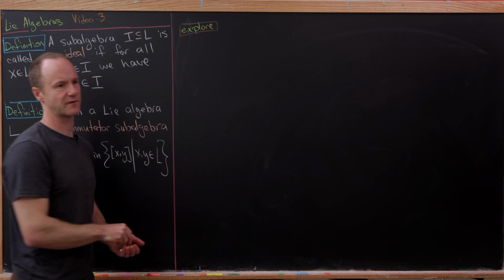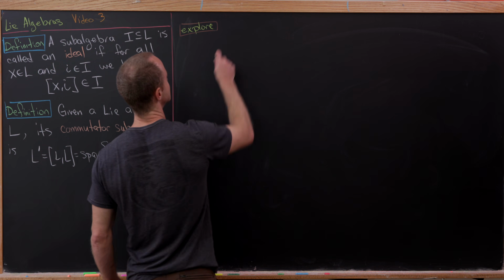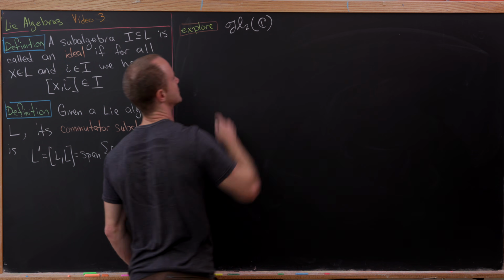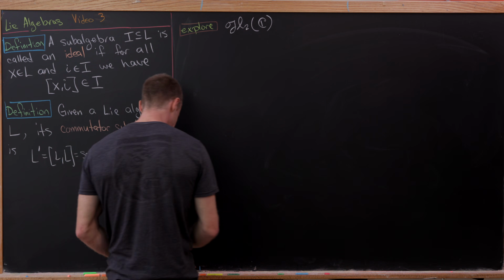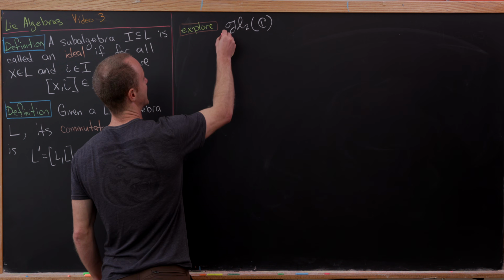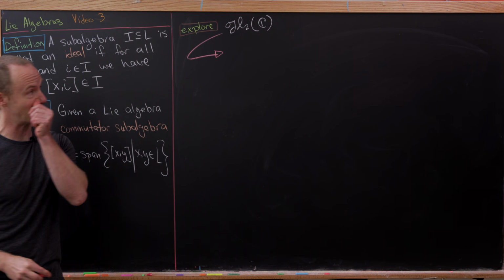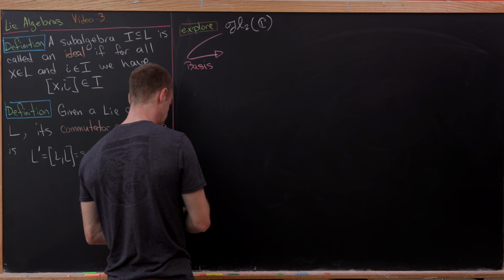Okay, so now let's do a little exploratory example to see if we can figure out the commutator subalgebra for a certain really nice Lie algebra. The nice Lie algebra we're going to look at is GL2, with entries in the complex numbers. Let's take a natural basis for this, and the basis will be natural for finding the commutator subalgebra.